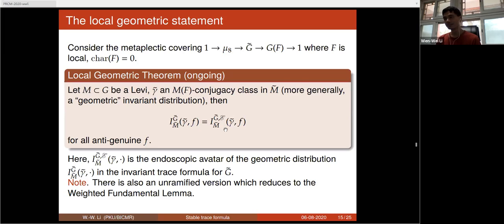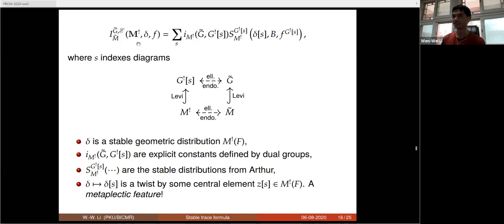Let's define something different first. So let's look at the diagram. We have G tilde here. We have a Levi subgroup M tilde. And we consider an elliptic endoscopic datum M shriek here.